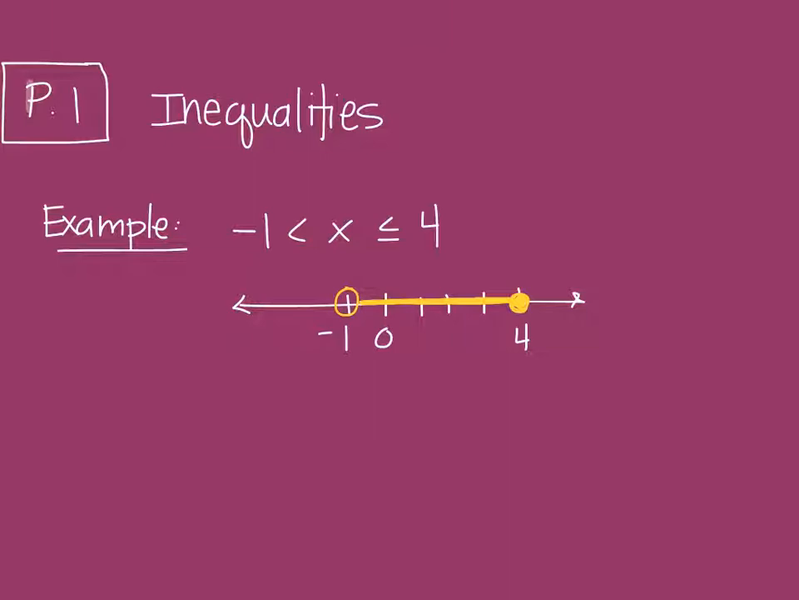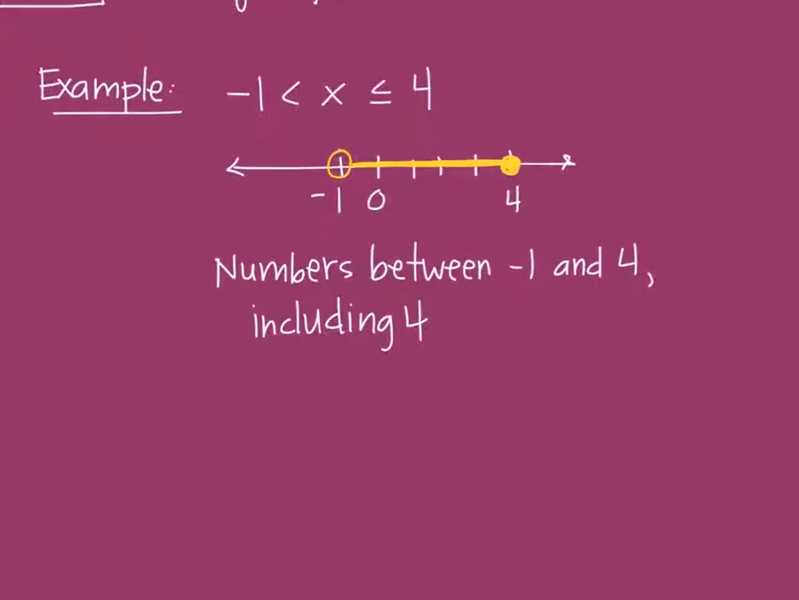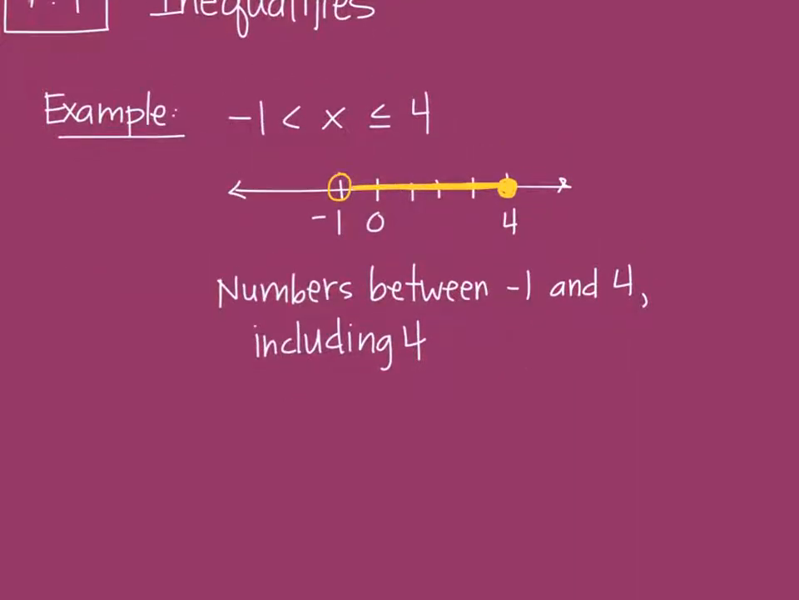And then if you were asked to describe what that means in English, it would be like this. Numbers between -1 and 4. When it says between, it does not mean including. So between just means numbers after -1 and before 4. So then if you want to include, you would do a comma, and then you would say which one you would include. And so we are going to be including 4 as well. Okay, so numbers between -1 and 4, including 4. So an example like that. So that was starting with an inequality.